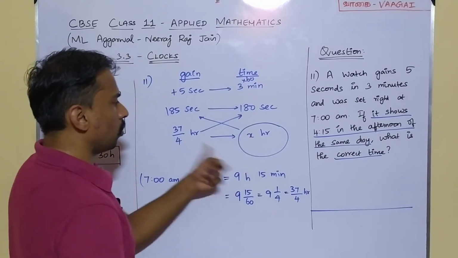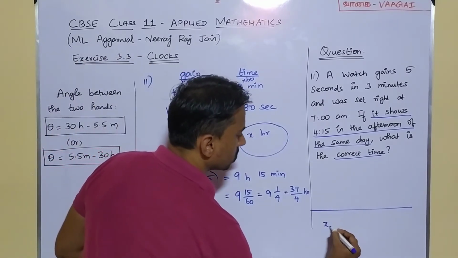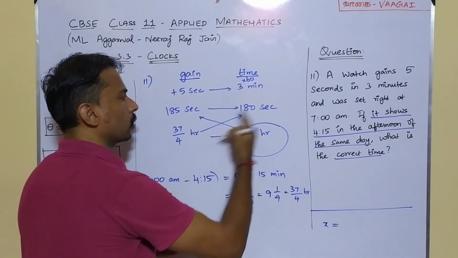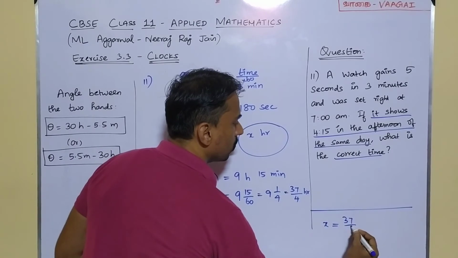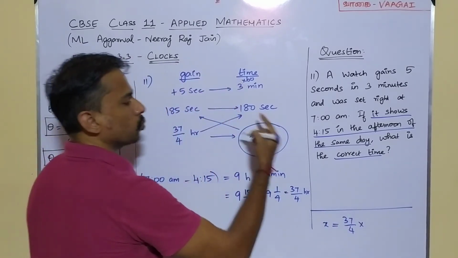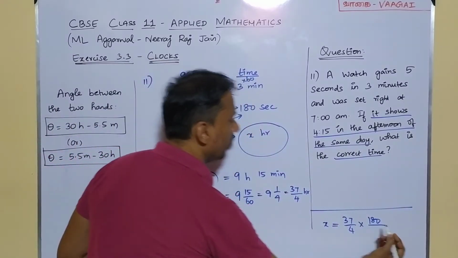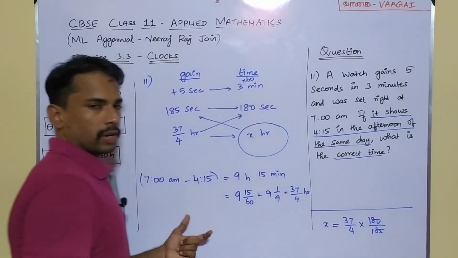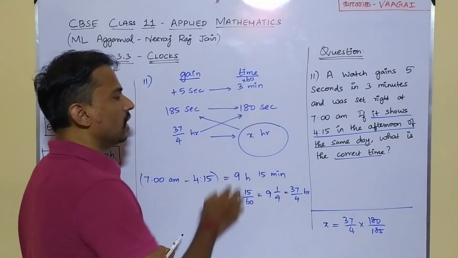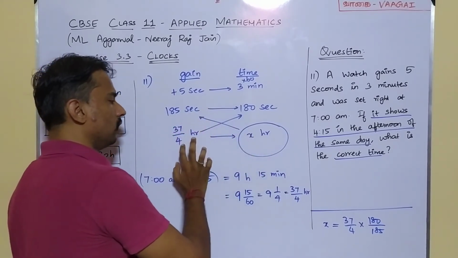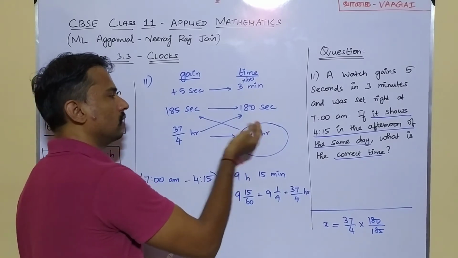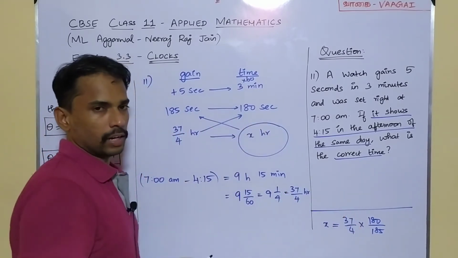So in that case, I can just take x is equal to this product, I mean 37 by 4 multiplied by this 180, divided by 185. Anyways, this is going to be very easy. This x into this will be equal to this into this, right? So if I want to find x, this product I should divide by 185. That is what I'm directly doing here.